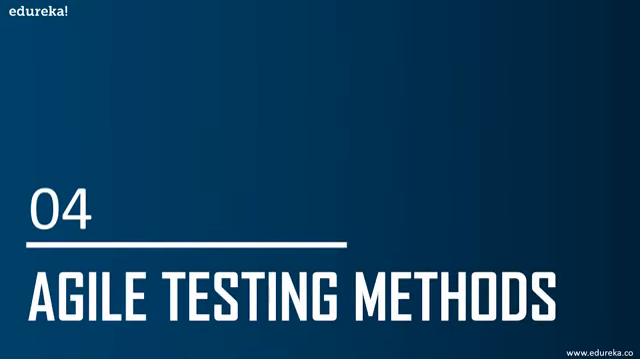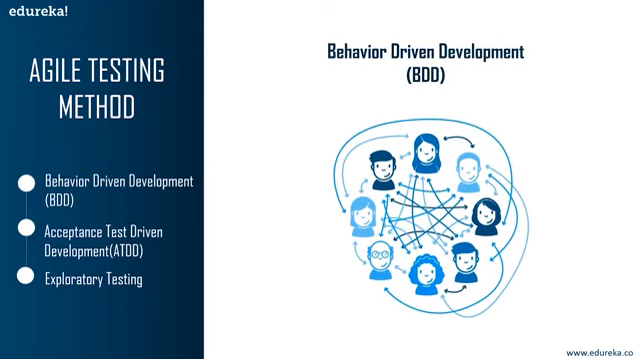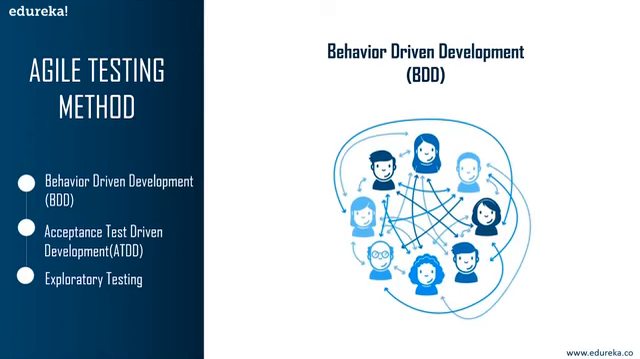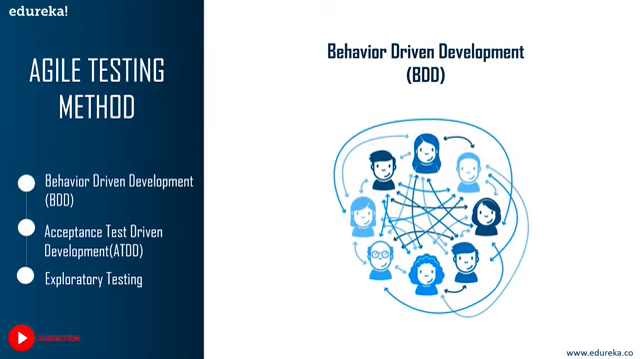Now let's have a look at the different testing methods for agile testing. Now there are various agile testing methods. So first we have behavior-driven development, then acceptance test-driven development, and finally there's exploratory testing. So the first one is behavior-driven development. Now, behavior-driven development improves communication amongst project stakeholders so that all members correctly understand each feature before the development process starts.